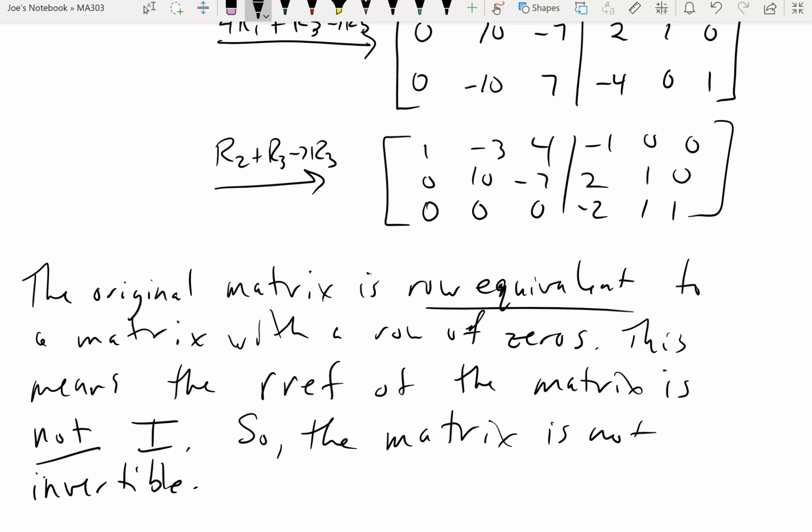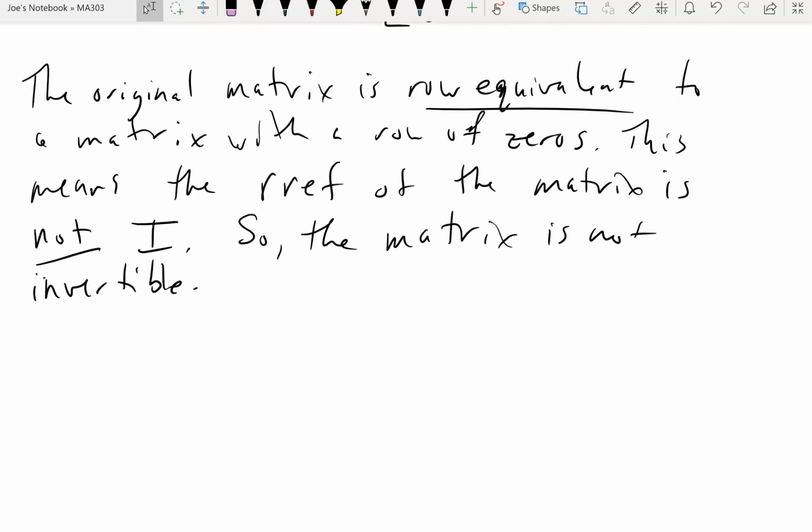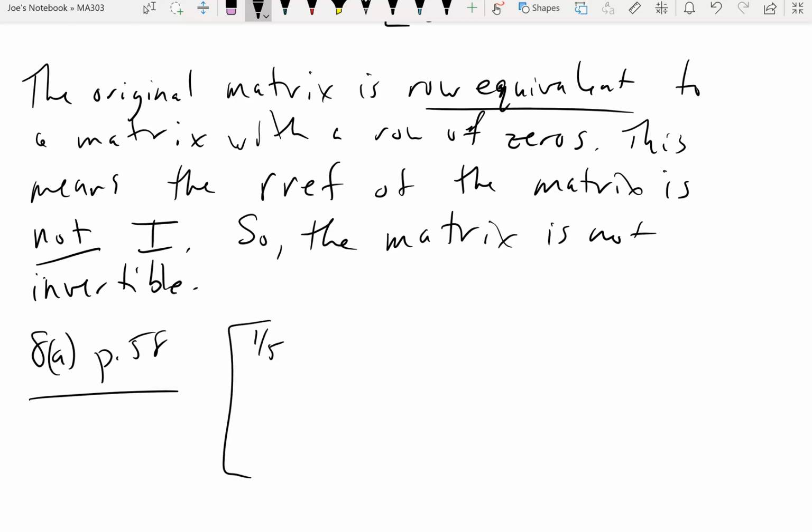Let's do, why not 8a? It has some fractions in it, but that's okay, because the first thing I want to do is just get rid of the fractions. So 8a on page 58 has 1/5, 1/5, negative 2/5, 1/5, 1/5, 1/10, and 1/5, negative 4/5, 1/10.